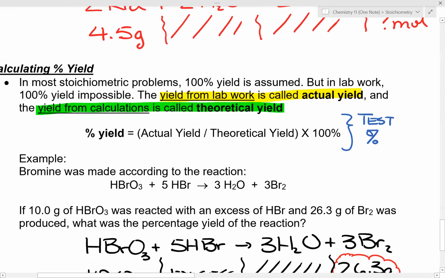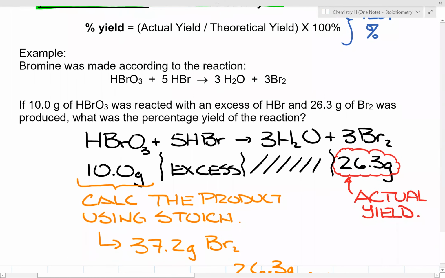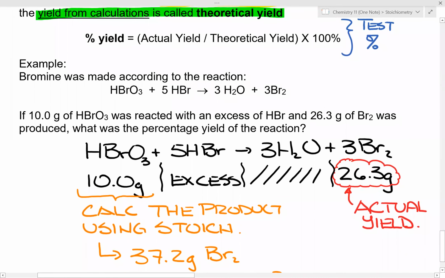Now, let me give you an example here. Bromine was made according to the reaction. If 10 grams of HBrO3 was reacted with an excess of HBr and 26.3 grams of bromine was produced, what is the percentage yield of the reaction? When you originally set this up, you will notice that I give you both the reactants, which is 10 grams, and some products, which is 26.3 grams.